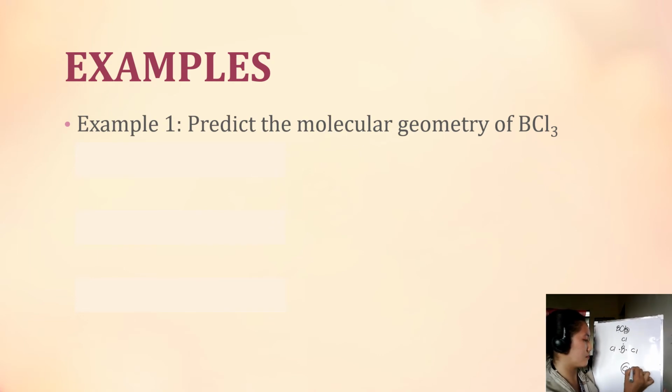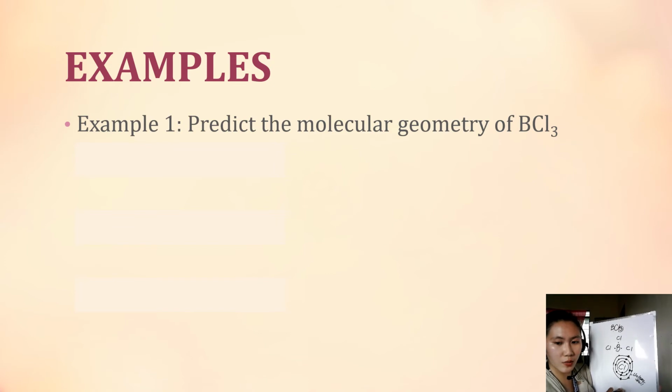Chlorine, on the other hand, has an atomic number of 17. 1, 2, 3, 4, 5, 6, 7, 8, 9, 10. So that is 8 already. Let's proceed to another shell. 10, 11, 12, 13, 14, 15, 16, 17. So this is its valence shell.